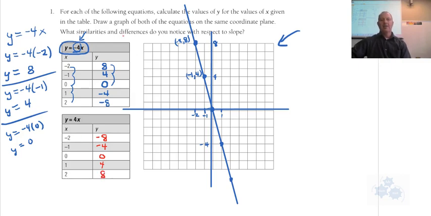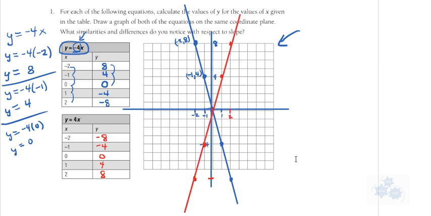So in red, let's do this. So -2 is actually going to be -8 down here. -1 is going to be -4. And so on. So go ahead and finish the graph on your paper there.